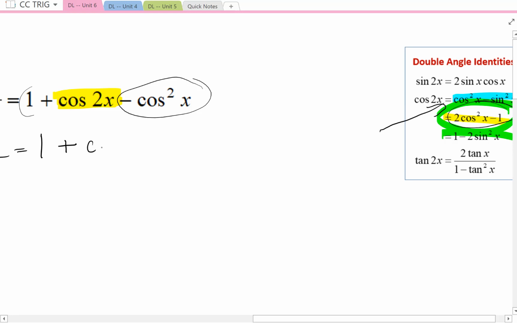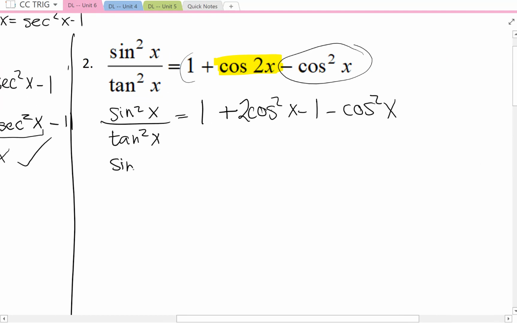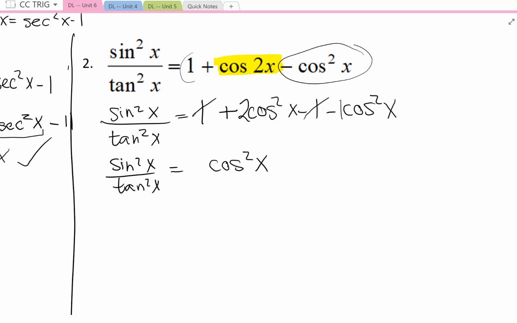1 plus 2 cosine squared x minus 1 minus cosine squared x. Do you see how many things will simplify? We have sine squared x over tan squared x equals 1 minus 1 is 0. 2 cosine squared x minus 1 cosine squared x is 1 cosine squared x.